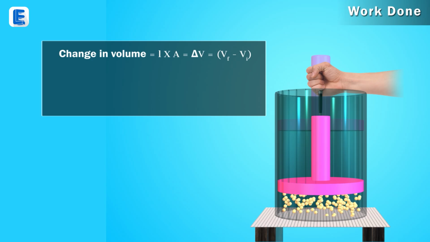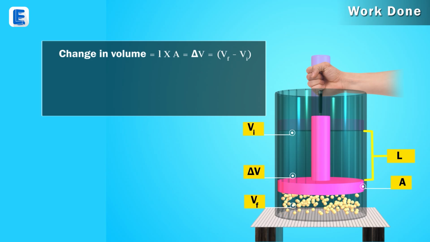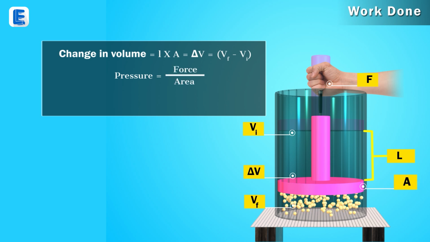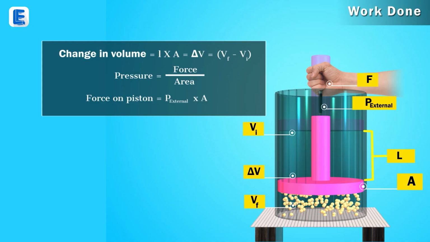Change in volume is equal to L into capital A. That is equal to delta V is equal to Vf minus Vi. Pressure is equal to force by area. Force on piston is equal to P external into capital A.